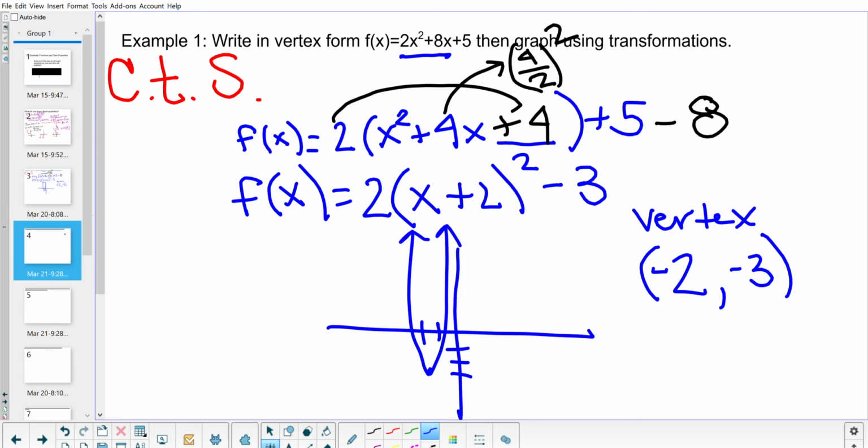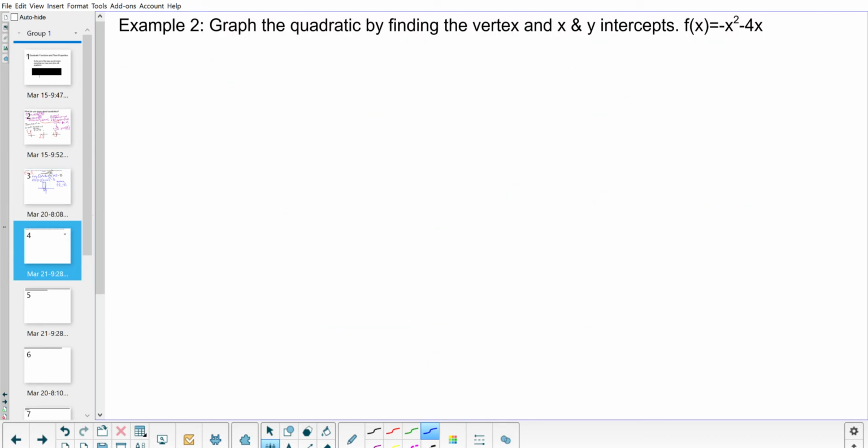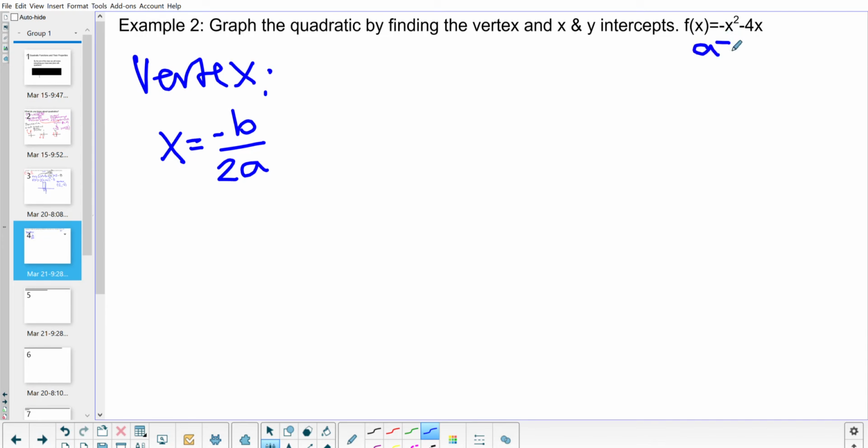Alrighty, next example. Graph the quadratic by finding the vertex and the x and y intercepts. So let's start with the vertex. We find the x value first. x is equal to negative b over 2a. So a is negative 1 and b is negative 4. And there's actually not a c value here. We don't need it for the vertex formula though.